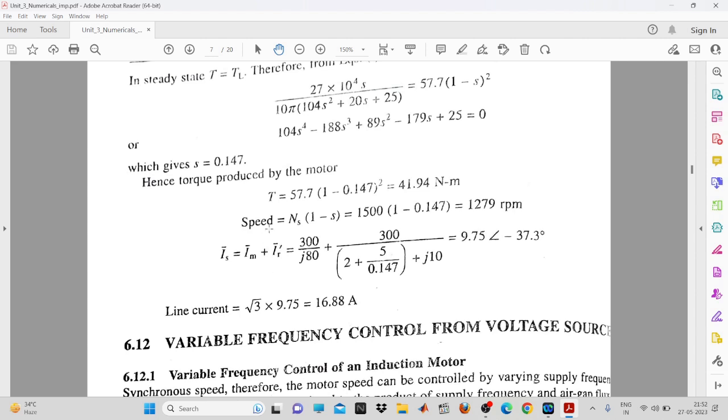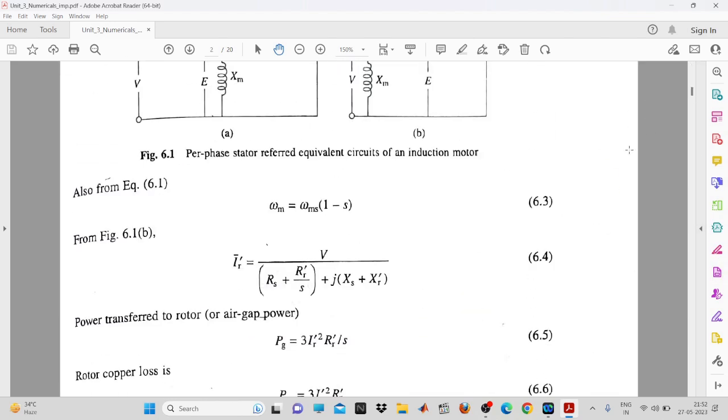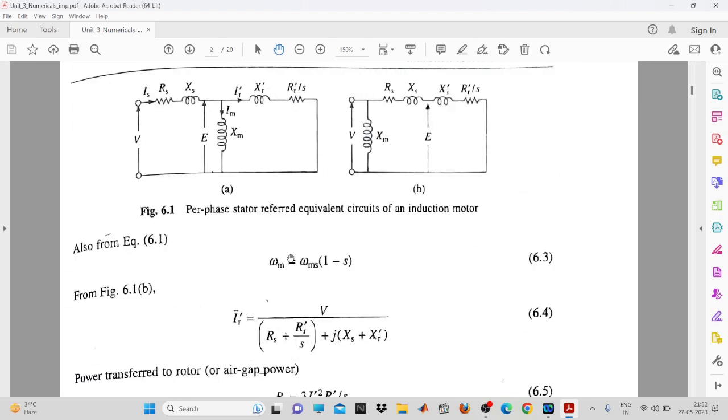This IR dash depends upon the slip. Why does it depend upon slip? Just go to the formula. If you think over it, this is the stator current. The main stator current is entering, so there will be two parts. The first one is the air gap part, and the second one is the rotor part. So IR dash will be equal to V upon (Rs plus Rr dash upon S). So you can see the S term is there.